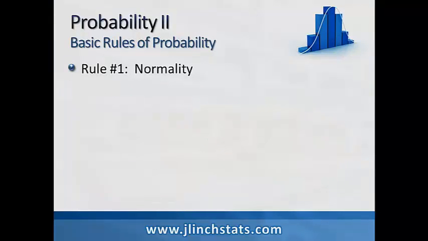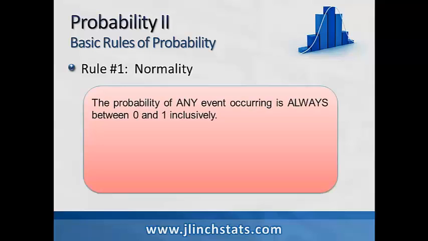Now we have several rules for basic probability, and let's begin by talking about rule number 1. Rule number 1 is our normality rule. The normality rule states that the probability of any event occurring is always going to be between 0 and 1 inclusively. That is, the probability of event A occurring is between 0 and 1. And we do include 0 and 1 because there is a chance that the event A will never occur, and there's a chance that event A will always occur.